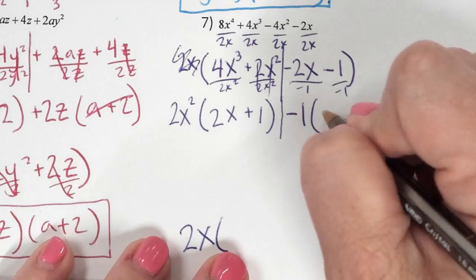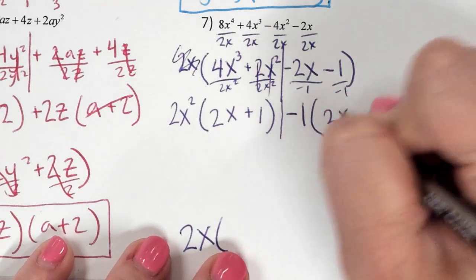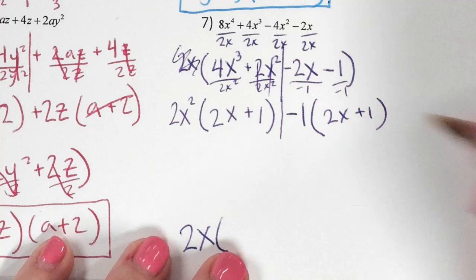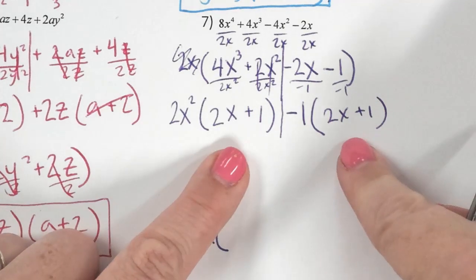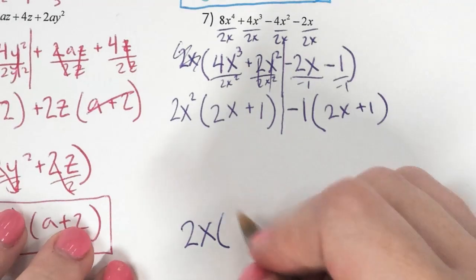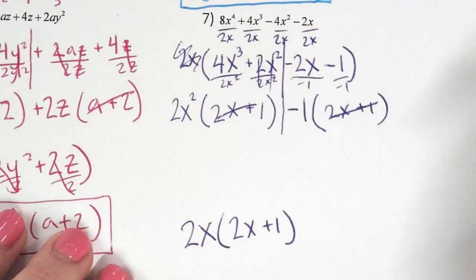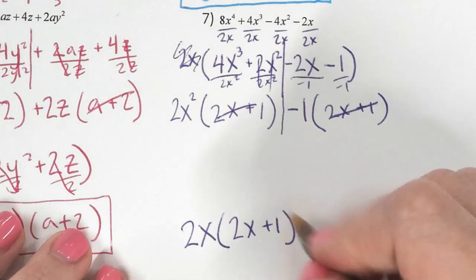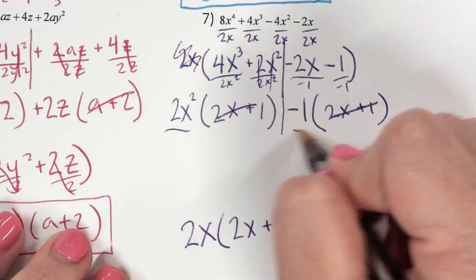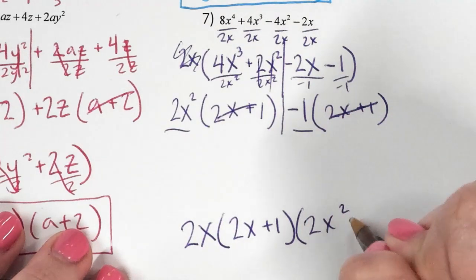Okay, so now the negative, 2 negatives makes a positive, 2 negatives make a positive. Now do they match completely? Yes. So I take out my matching pair. And what's left over is 2x squared minus 1.